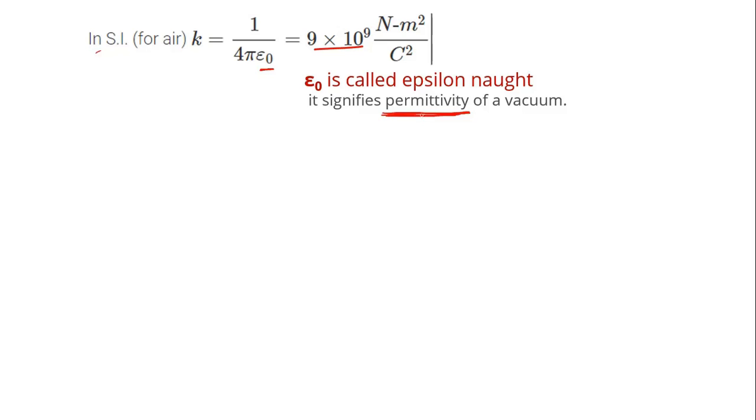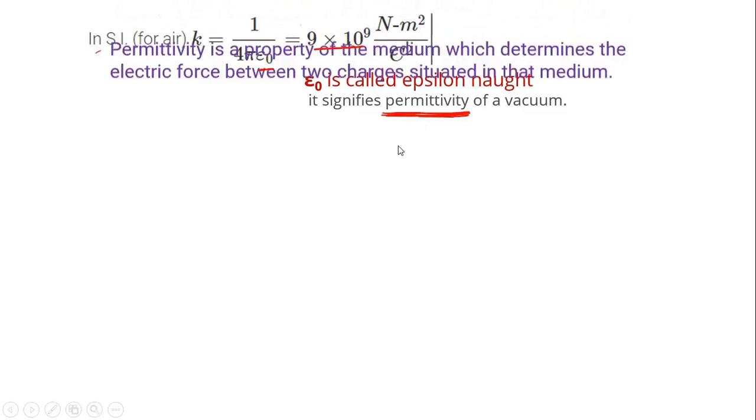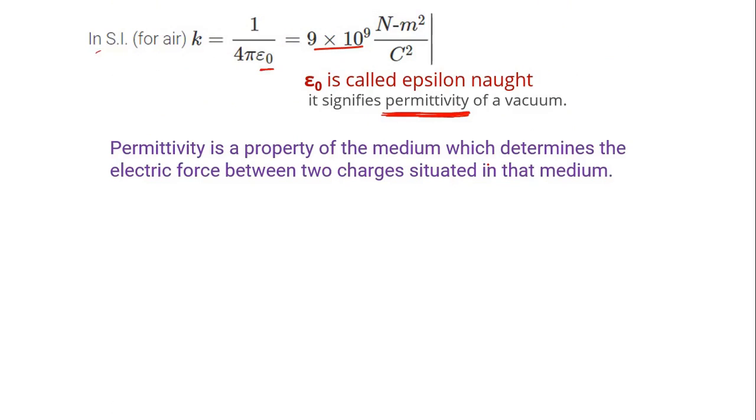So, let us first begin with the introduction of this word, permittivity. Permittivity is the property of the medium which determines the electric force between two charges situated in the medium. Mind it, it is that property which determines whether the force between the two charges is going to be very strong or very weak. So, if the charges are present in a medium, the force between them is going to be a weaker one, or it could be a stronger one. That deciding factor is called the permittivity.